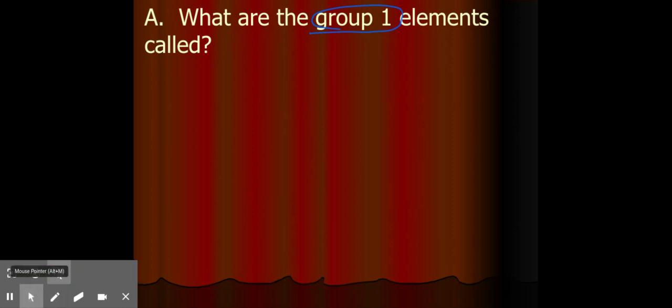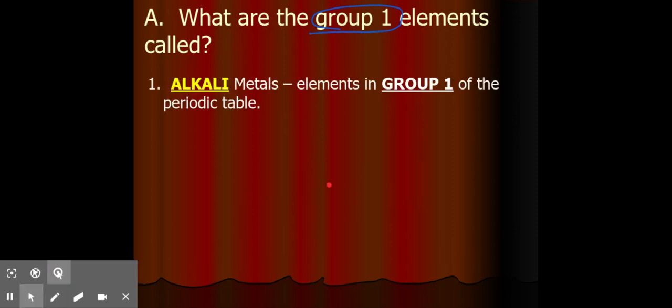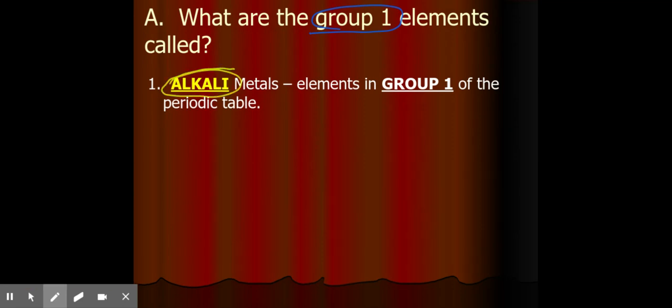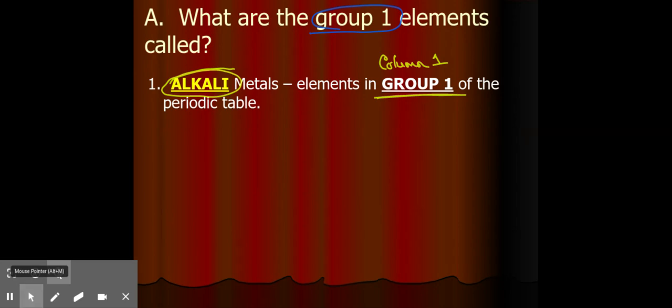So our group 1 elements actually have a very specific name, and those are called the alkali metals. And that is something that I would encourage you guys to box or underline or highlight, alkali metals. They're simply defined as group 1 or column 1 elements, for those of you that need that reminder. So pretty much every element found in that first column on the periodic table is going to be part of the alkali metal group or alkali metal family.